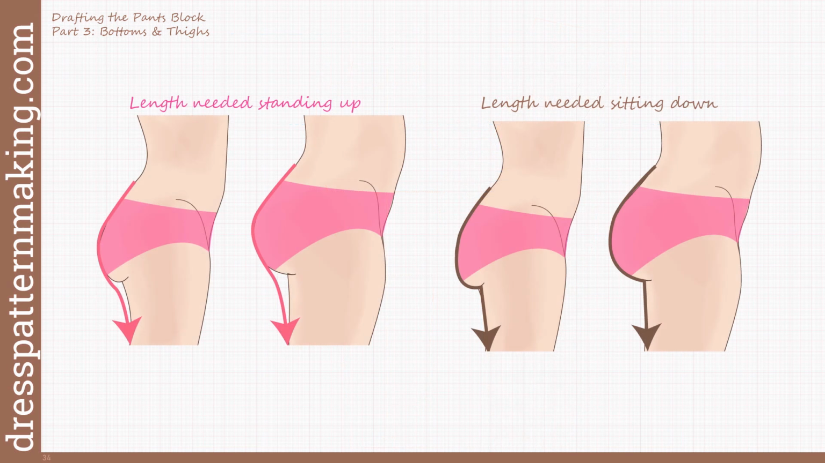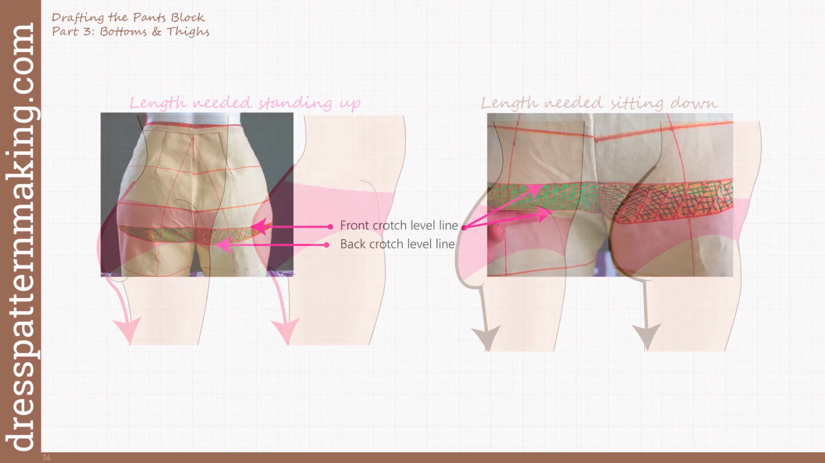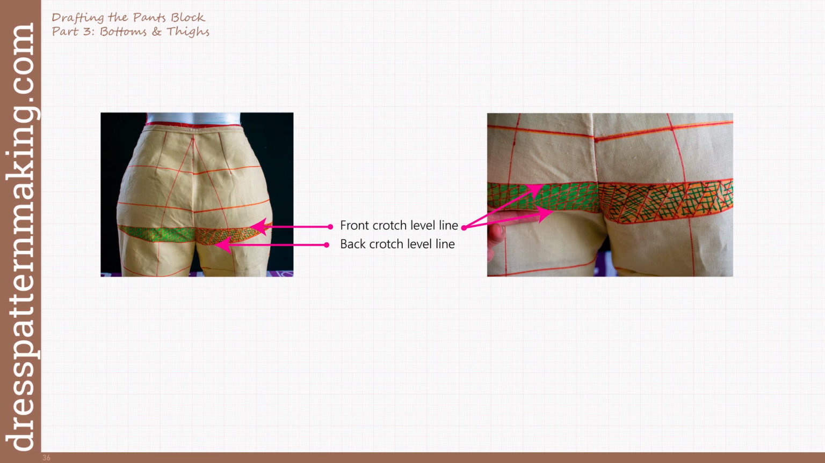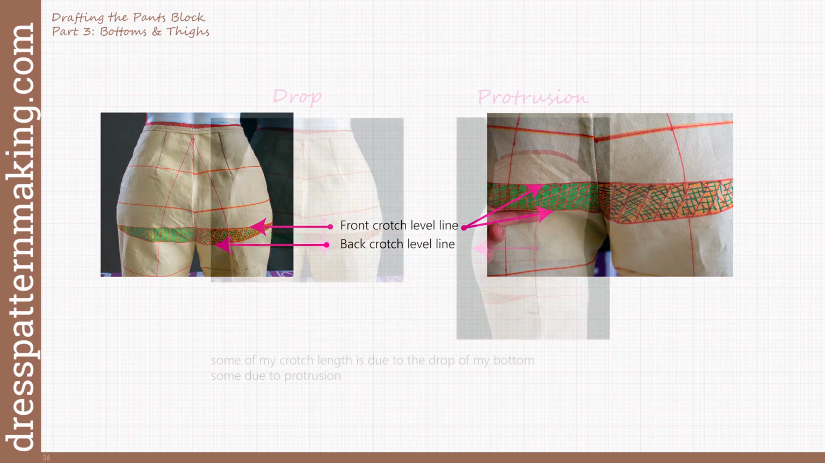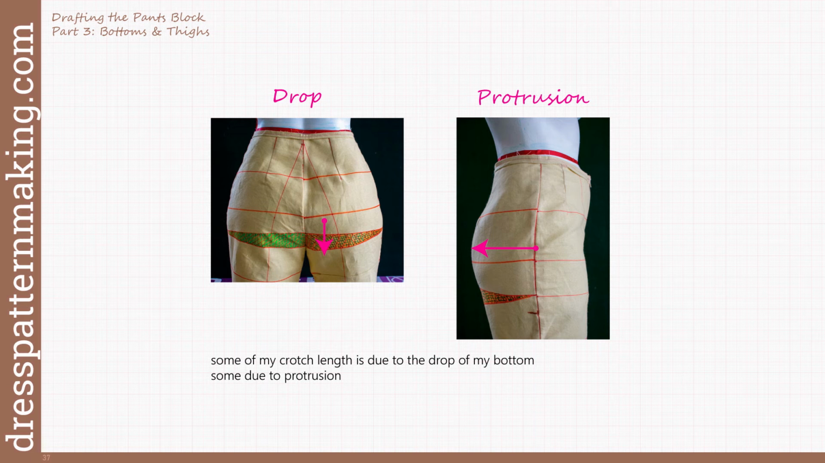The problem with that is the length you need when you're standing up is less than the length you need when you're sitting down. If you make that adjustment, depending on how much you do, how much your bottom drops, how much bagginess you're trying to get rid of, when you sit down, you'll lose a lot of leg length. For me, it could end up halfway up my shin. Now this is a photo just to show you the difference between my front crotch level, which is the top line, and my back crotch level, which is the bottom line. Some of that is due to drop and some of that is due to protrusion.